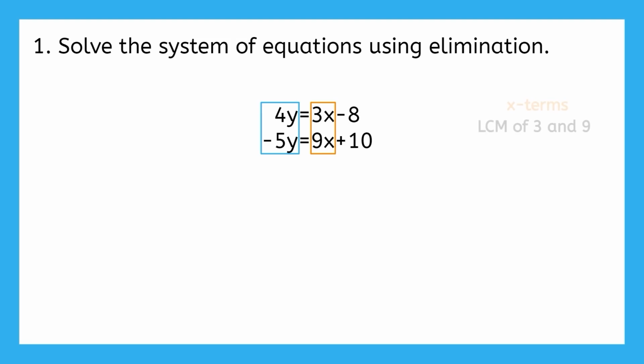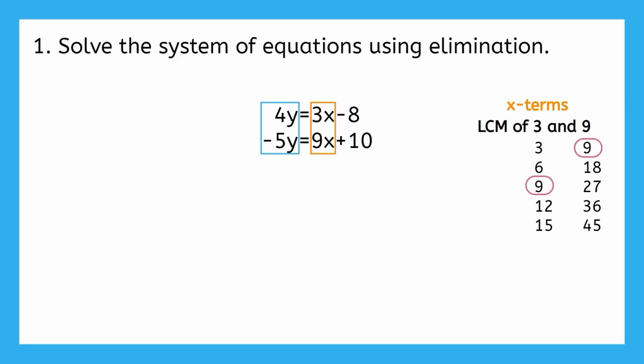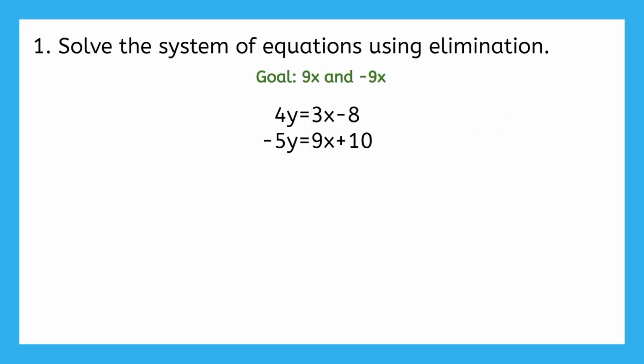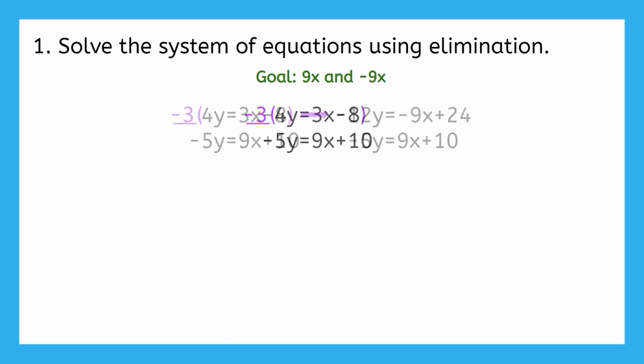Did you notice that with the x terms, the LCM of 3 and 9 is 9, which means we wouldn't even have to multiply the bottom equation at all? That'll definitely make our lives easier, so let's work to eliminate the x terms. What can I multiply the top equation by so that the x term has a coefficient of -9, which will be opposites with the positive 9x? Yeah, multiplying by -3 makes this equation -12y equals -9x plus 24.